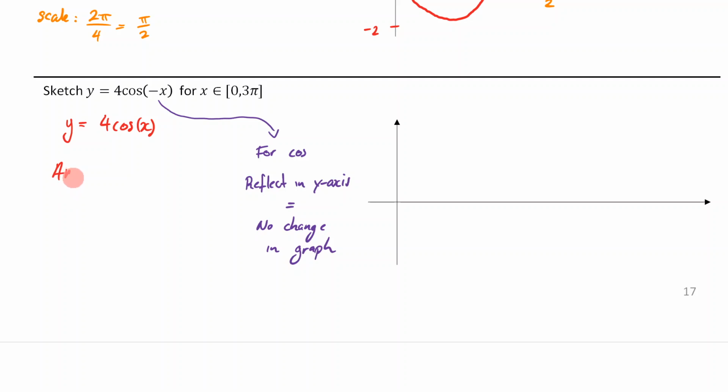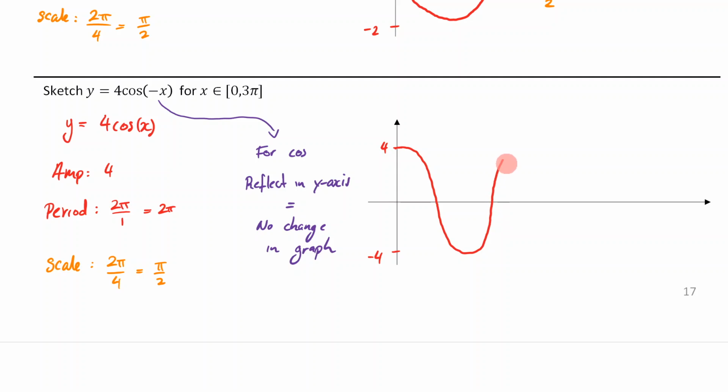Okay, so what is my amplitude? The amplitude will be 4. What is the period? It will be 2 pi on 1, which is just 2 pi. We will figure out what the scale is. 2 pi on 4, which is pi on 2. Now we have to be careful here because we've got a funny domain. Our domain is 0 to 3 pi. Okay, so I'm going up 4, I'm going down 4. I know that one full cycle here is going to be 2 pi.